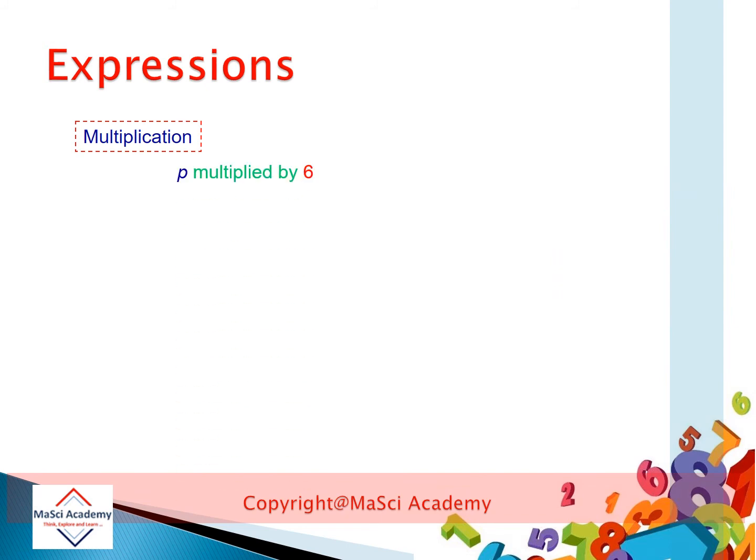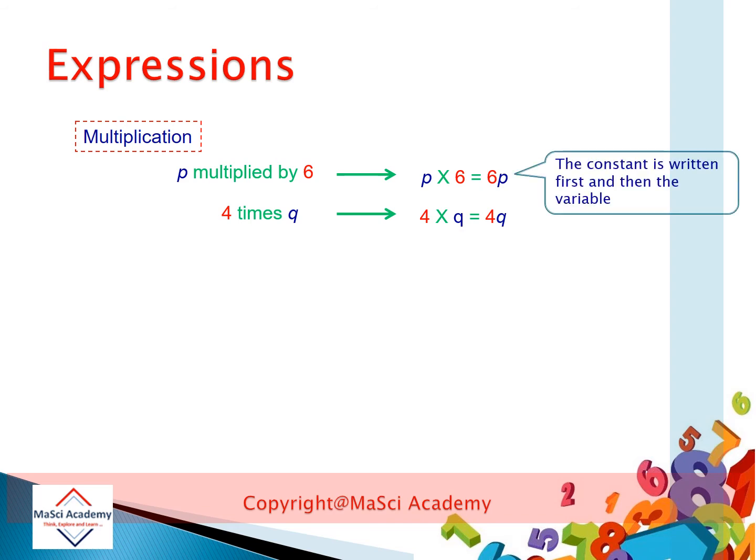Multiplication. p multiplied by 6 would be decoded as p cross 6, that is 6p. 4 times q would be decoded as 4 multiplied by q, which becomes 4q. Here the constant is written first and then the variable.